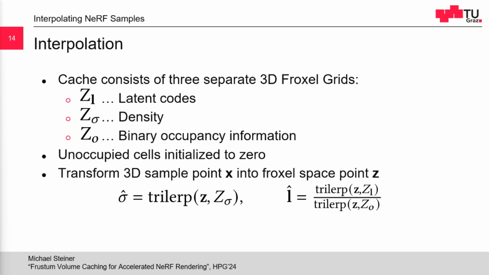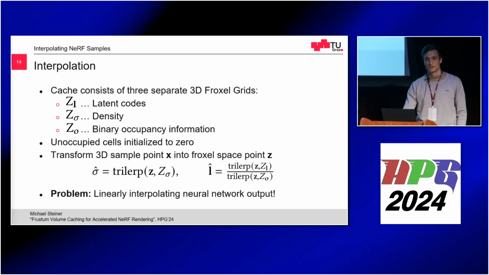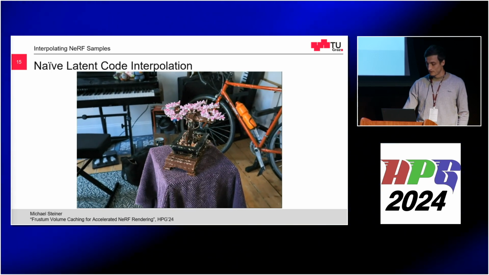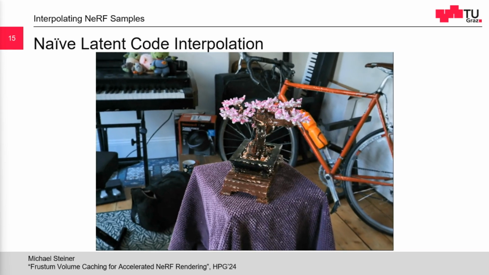For latent codes, we have to account for this potential 0 shift by normalizing using the occupancy information. The problem in general is that the latent codes are the output of a highly nonlinear function, so a neural network, and interpolating them linearly might not give meaningful results, even for spatially close 3D samples. To see what would happen if you naively interpolate them, here you see these streaking artifacts and white dots.